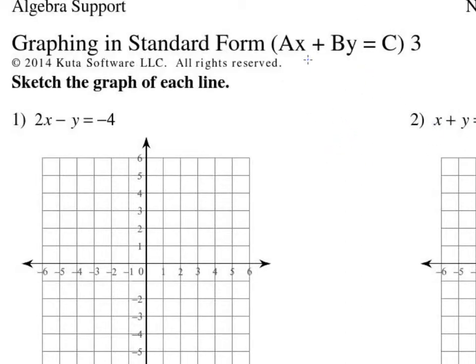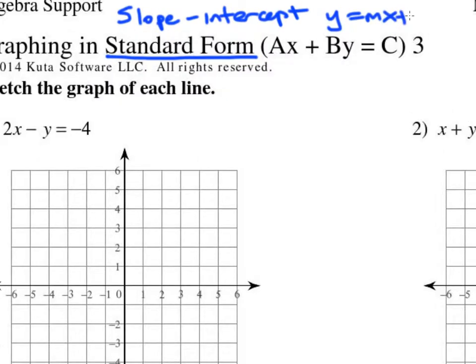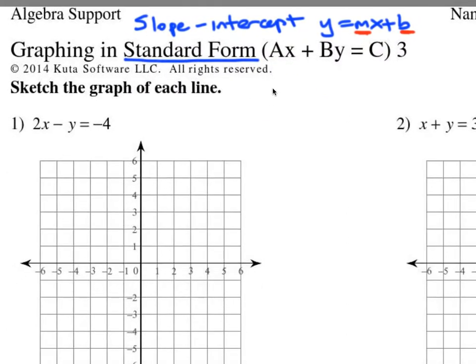All right, we're going to continue today also by graphing in standard form. As you recall, the first form we learned was slope-intercept form, that was y equals mx plus b. And the strategy for that, if y is by itself, is you begin with the y-intercept, and then you move with the slope. That's what we did before, but today we are focusing on standard form.